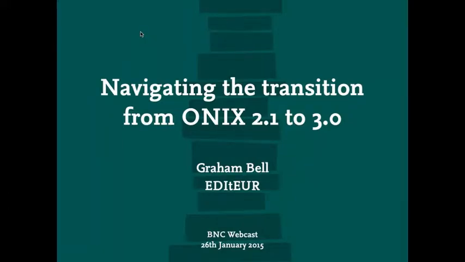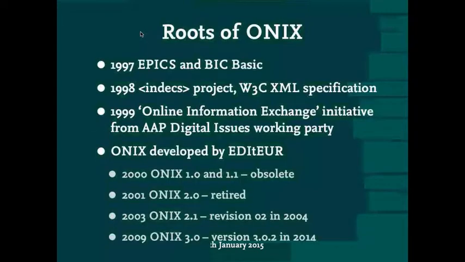So let's, first of all, ensure that we're all on the same page. Let's understand how we got to where we are and where ONIX came from. I suppose I can trace the roots of ONIX back to around 1996, 1997. In that period, there were two particular projects that led more or less directly to ONIX. The first of them was called BIC Basic.